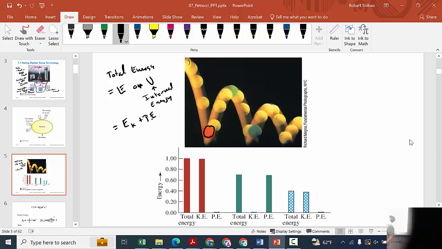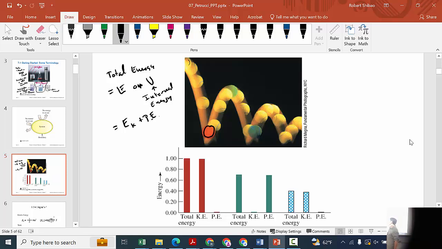So up here, the tennis ball can fall down. So it has potential energy here. And if it's not moving, it has how much kinetic energy? Zero. And so if we drop the ball, then all that potential energy is converted into kinetic energy. And so this is what we see here. The total energy is all kinetic energy, very little potential energy because the ball's here.